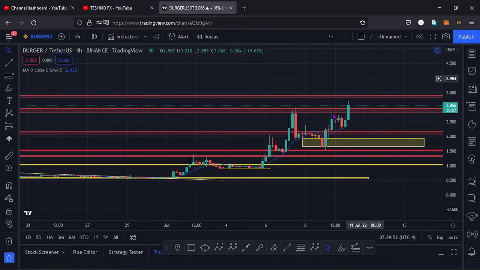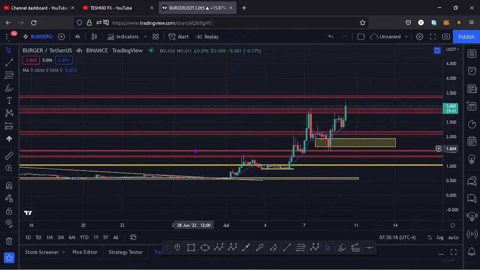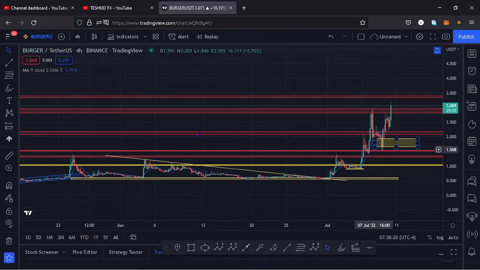So yesterday we got rejected at this key area of resistance between the $2.98 mark and the $2.84 mark. We got a massive pullback to the lower side to around the $1.58 mark, and from that area we started having a bit of a pump to the upper side, and at the moment we have broken above that key area of resistance once more. And using the Fibonacci's, I expected this pullback to the lower side.